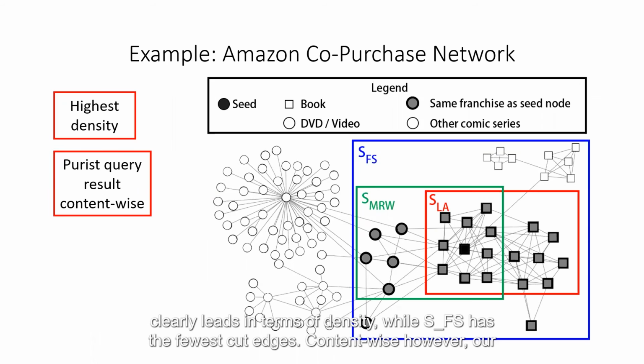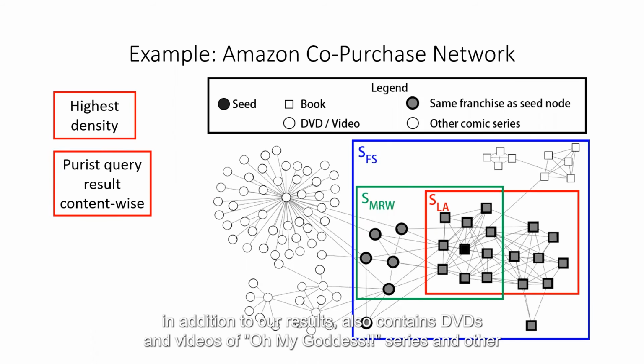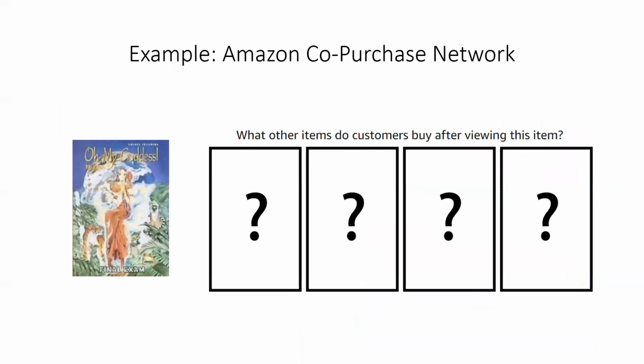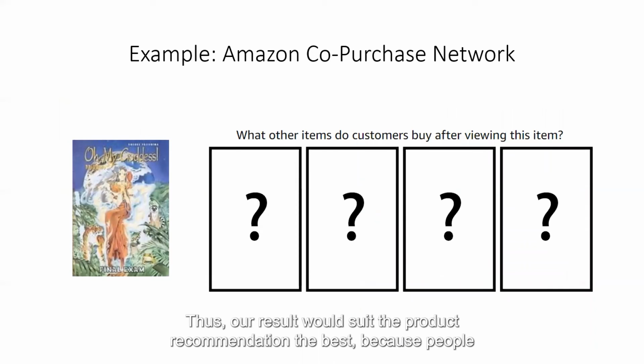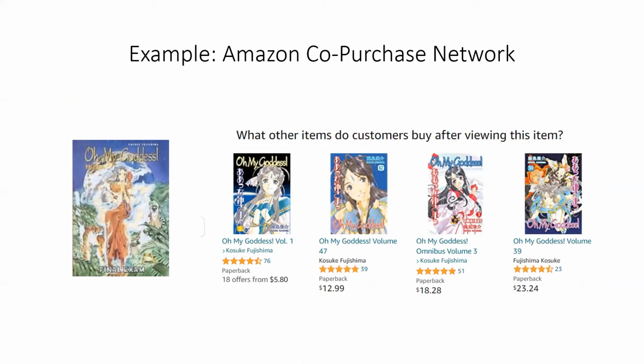Content-wise, however, our algorithm's result contains only, and almost all, comic books of the same franchise. SFS, however, in addition to our results, also contains DVDs and videos of the Oh My Goddess series and other comic book titles. SMRW misses some Oh My Goddess series while including some DVDs. Thus, our result would suit product recommendation the best, because people who have bought a comic book are likely to have interest in other volumes of the same series.